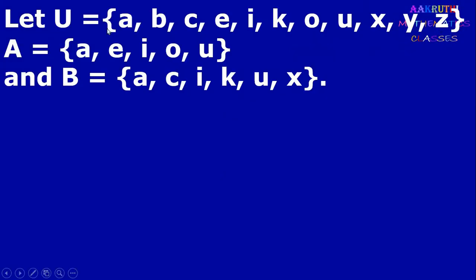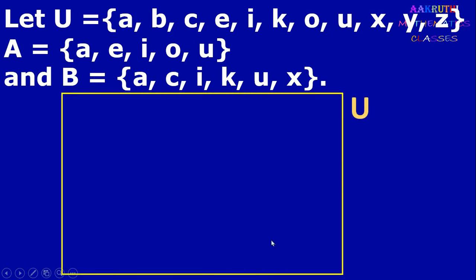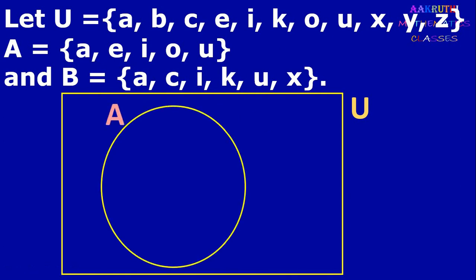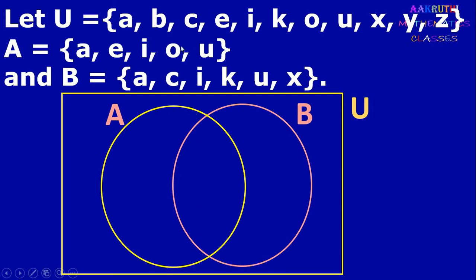Suppose we get a universal set and other subsets. Normally the universal set is denoted by a rectangle, so we write a rectangle to denote the universal set. Subsets are written inside circles. And since A and B are not disjoint, we draw the circles like this. Now first we fill in the common elements.